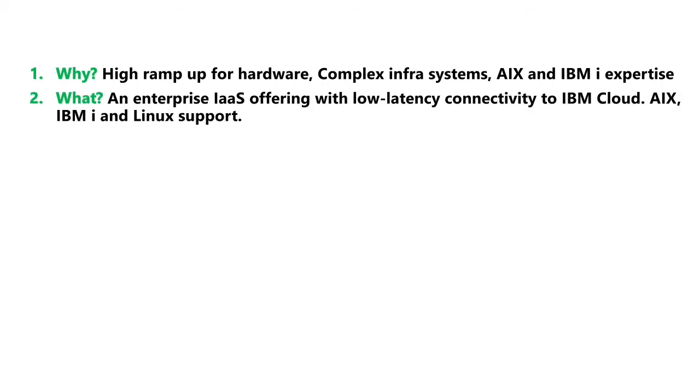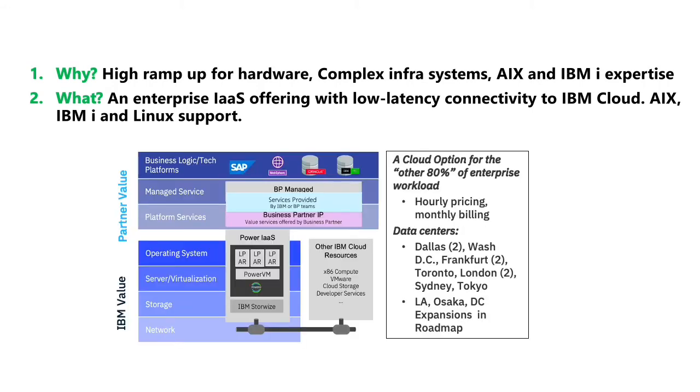So what is IBM Power Virtual Server on IBM Cloud? In short, it is a standalone enterprise infrastructure as a service offering with lower latency connectivities to the full catalog of IBM Cloud offerings. The systems are set up and configured the same way as how our clients set them up on-prem with IBM best practices.